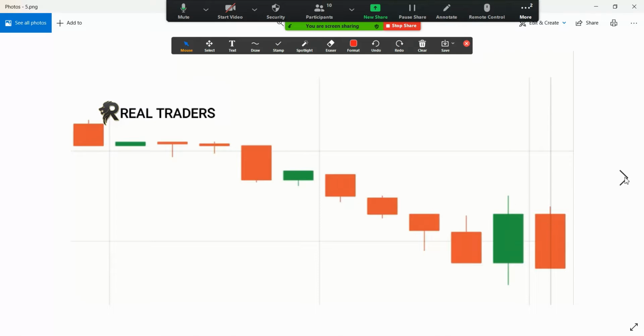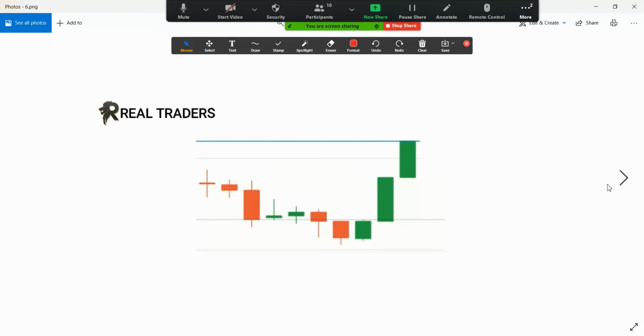Okay, so let me show you the next picture. Okay, so what about this one? There is a resistance level I already drew here. There is a level. So what do you think? Here the market will go up or down? Up. Why?